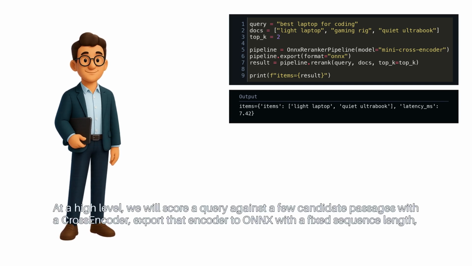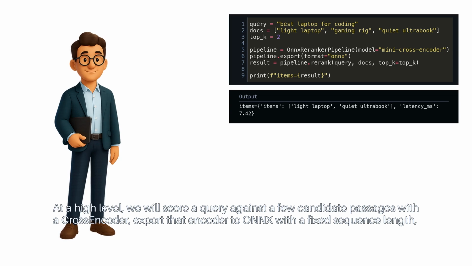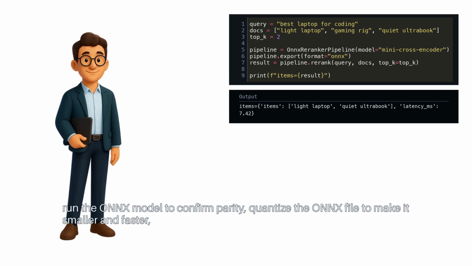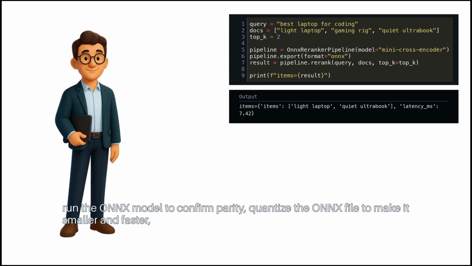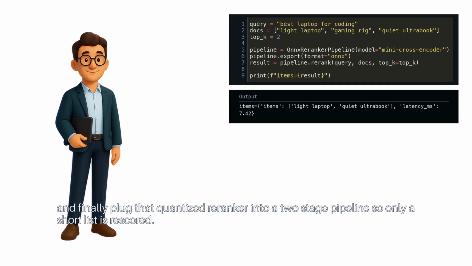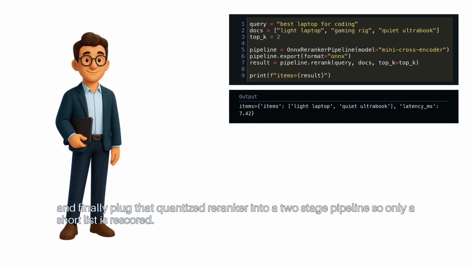At a high level, we will score a query against a few candidate passages with a Cross-Encoder. Export that encoder to ONNX with a fixed sequence length. Run the ONNX model to confirm parity. Quantize the ONNX file to make it smaller and faster. And finally, plug that quantized reranker into a two-stage pipeline, so only a short list is rescored.